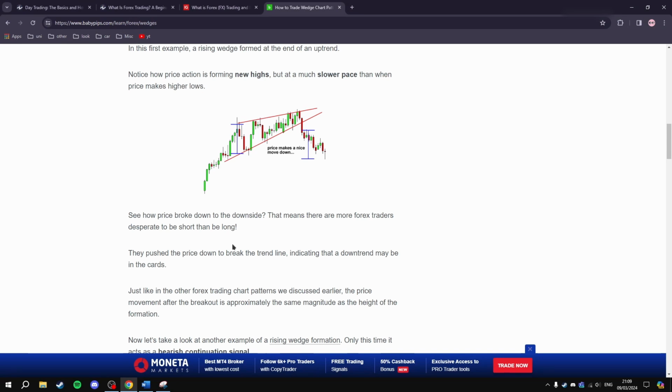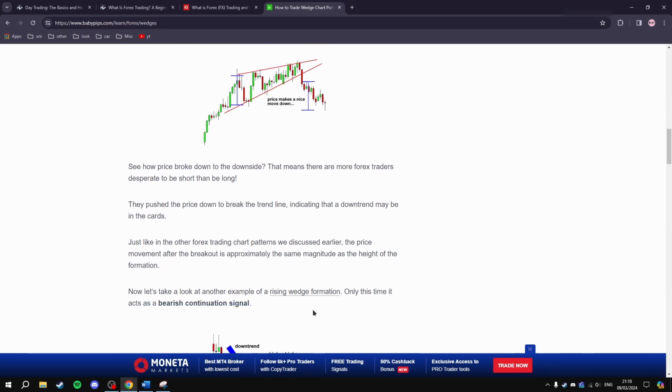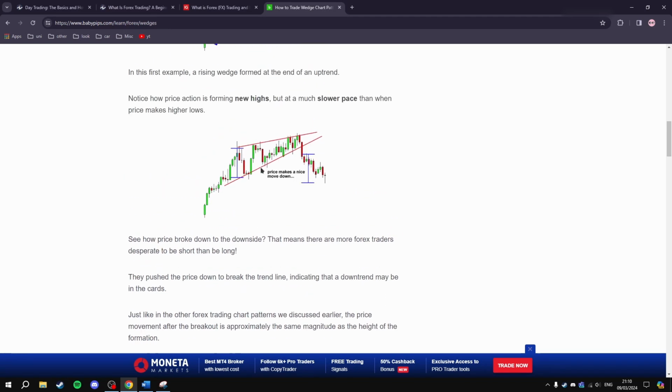They push the price down to break the trend line, indicating that a downtrend may be in the cards. Just like in the other Forex trading chart patterns we discussed earlier, the price movement after the breakout is approximately the same magnitude as the height of the formation. So that bit here.